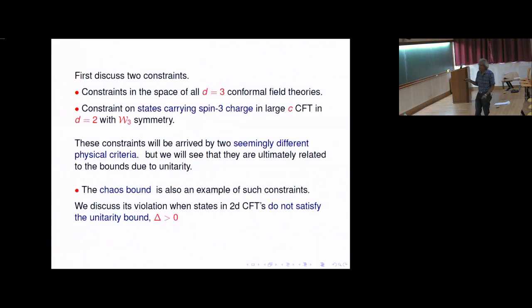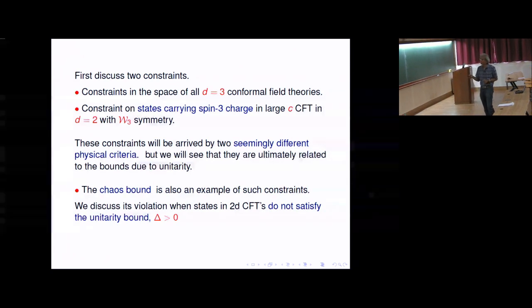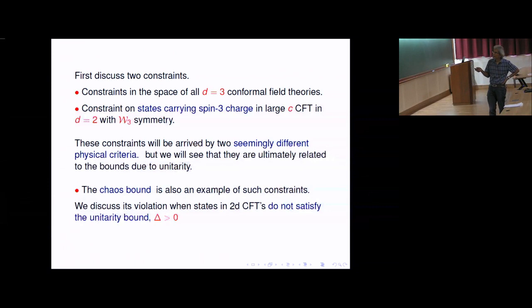And what we will discuss in this talk is basically constraints of this nature, and one such constraint is a constraint in the space of all D equals 3 conformal field theories. Another one, this is of the nature of the first constraint, where the central charge is greater than or equal to 0. And the second constraint is that of the states carrying spin 3 charge in a large c CFT with this particular symmetry, W3 symmetry.